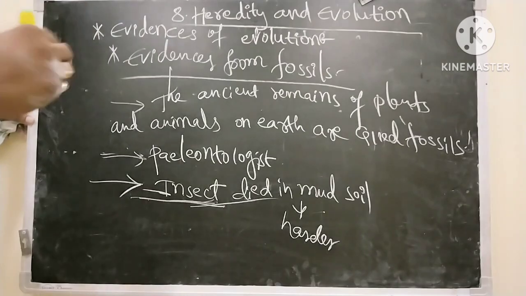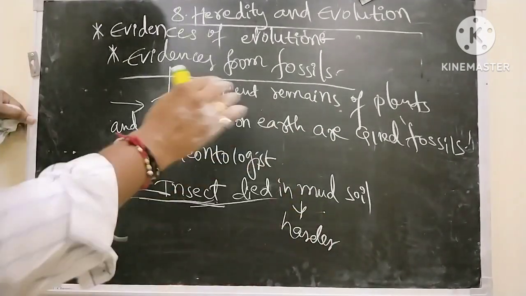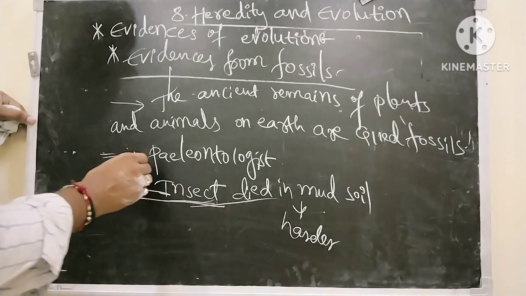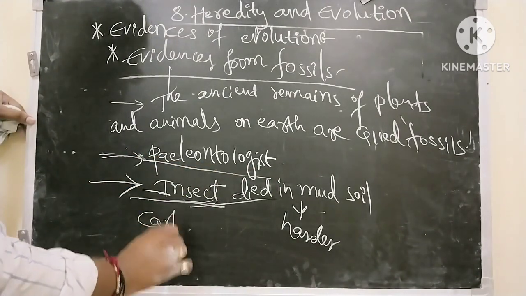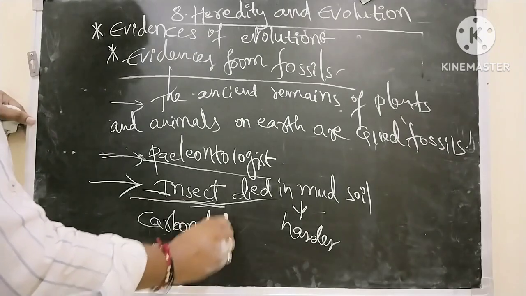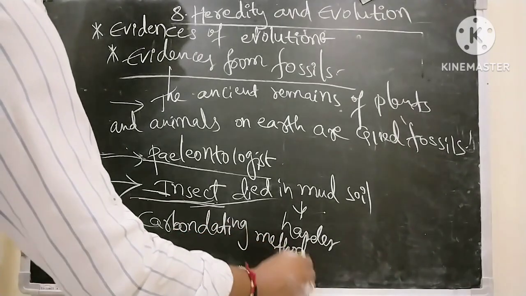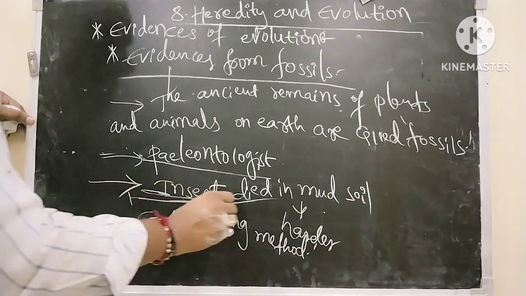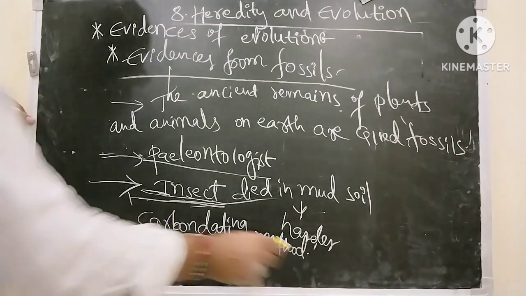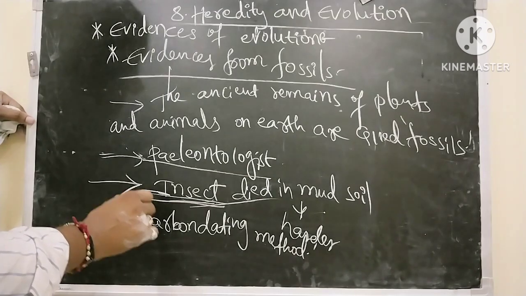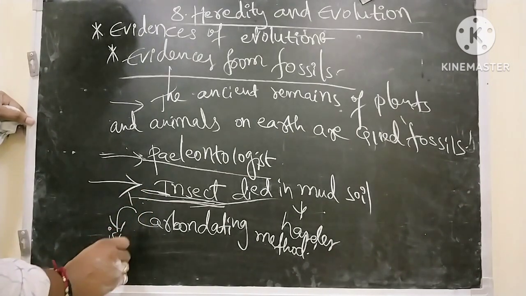And if there are no human interventions or any tsunamis or earthquakes in that area, if the paleontologist observes it by using a method called the carbon dating method, he can predict how many million years ago these insects were present. By using this carbon dating method, he can predict it.